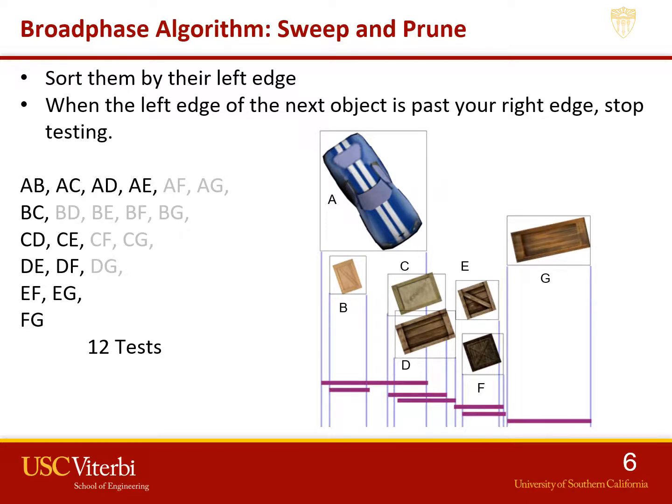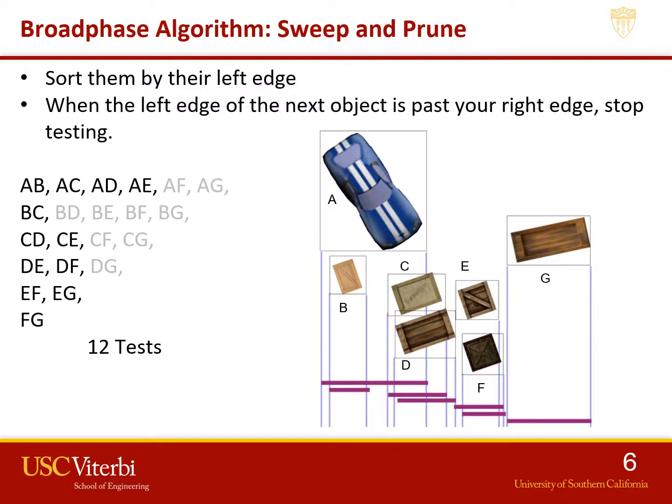So when we test object A versus B, we see that on the x-axis there is some potential overlap there. So those objects need to be tested. And then A versus C, let's take a look at these. A versus C, they overlap on the x-axis. And so does A versus D. They overlap on the x-axis.